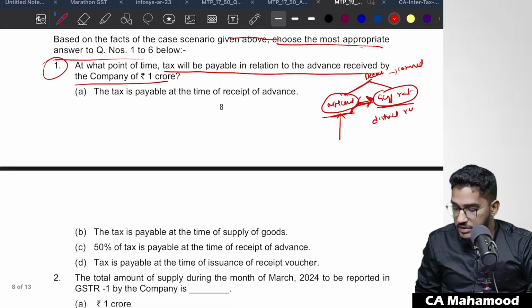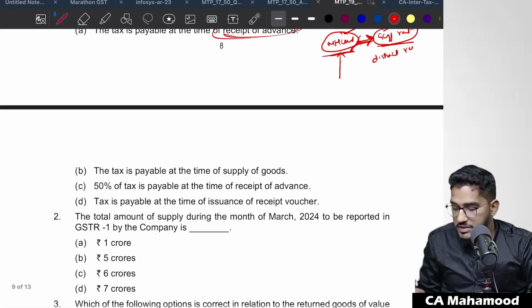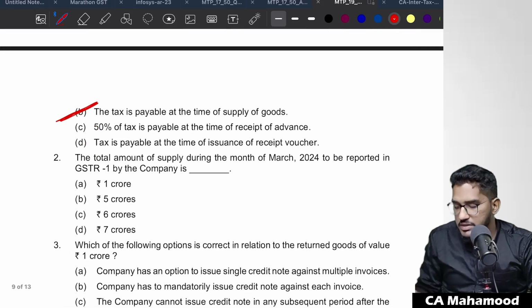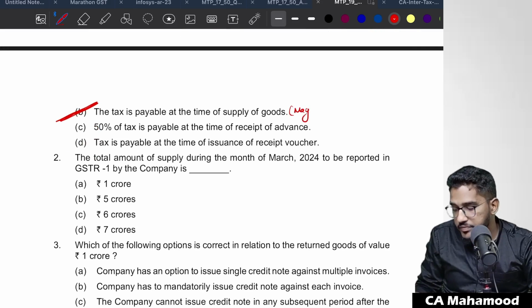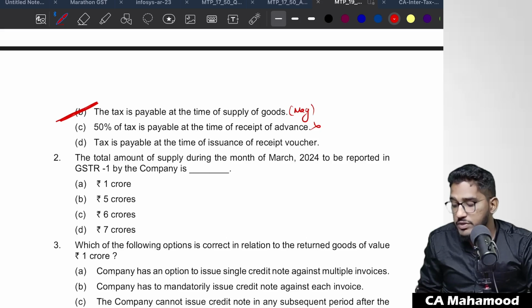So if we read the answer: the tax is payable at the time of receipt of advance. No, this is wrong. The tax is payable at the time of supply of the goods. Yes, this is correct. In our example, it will be May. 50% of the tax is payable at the time of receipt of advance. Did I teach you any such provision? No. Tax is payable at the time of issuance of the receipt voucher. No.